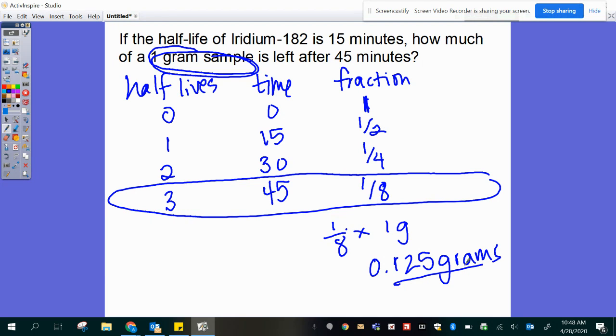So it's really just as simple as remembering that half of the sample is going to be gone after each half-life, okay? And we wouldn't ask you any questions about any that are like between half-lives or anything like that. Okay?